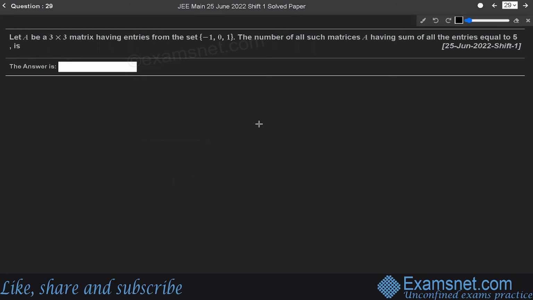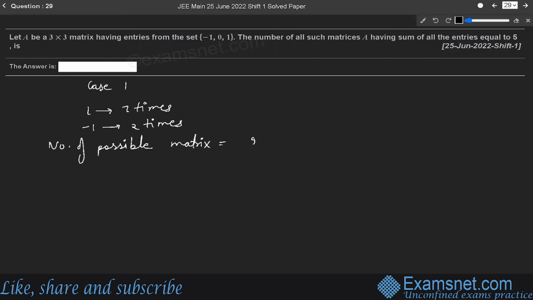Let A be a 3 cross 3 matrix having entries from the set minus 1, 0 and 1. The number of all such matrices A having the sum of all the entries equal to 5 is. So, there are 3 possible cases here. Case 1 is when 1 occurs 7 times and minus 1 occurs 2 times. So, in this case, the number of possible matrices will be equal to 9 factorial upon 7 factorial into 2 factorial. So this will be equal to 36.